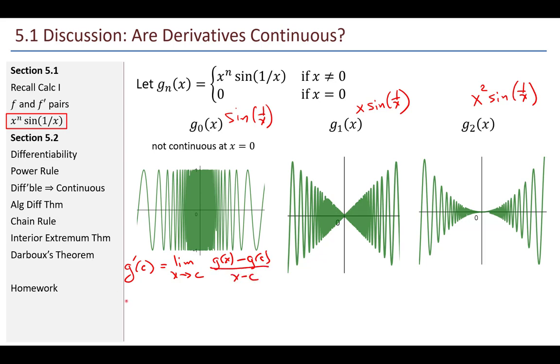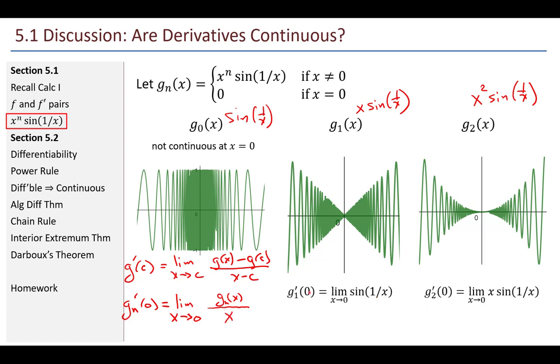So how about these guys at 0? g sub n prime at 0. Well, limit as x approaches 0. And what's going to happen with my fraction? g of c equals 0 by definition, and c is 0. So this just becomes g of x over x. So the derivative of g1 at 0, g1 prime at 0, is the limit as x goes to 0 of sine of 1 over x. Does that exist? No. So g1 is not differentiable at 0.